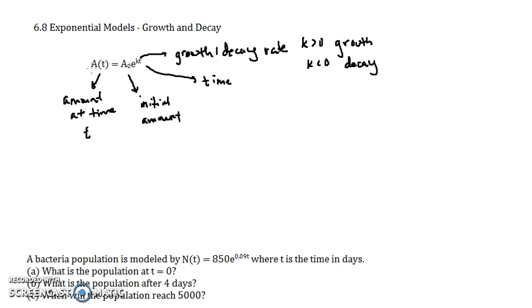Okay, so we have our amount at time t. Remember, that's function notation, not A times t. That's A of t, amount at time t. We've got our initial amount, we've got our growth or decay rate, and we've got our time. So those are the 4 key pieces that we're looking for here.